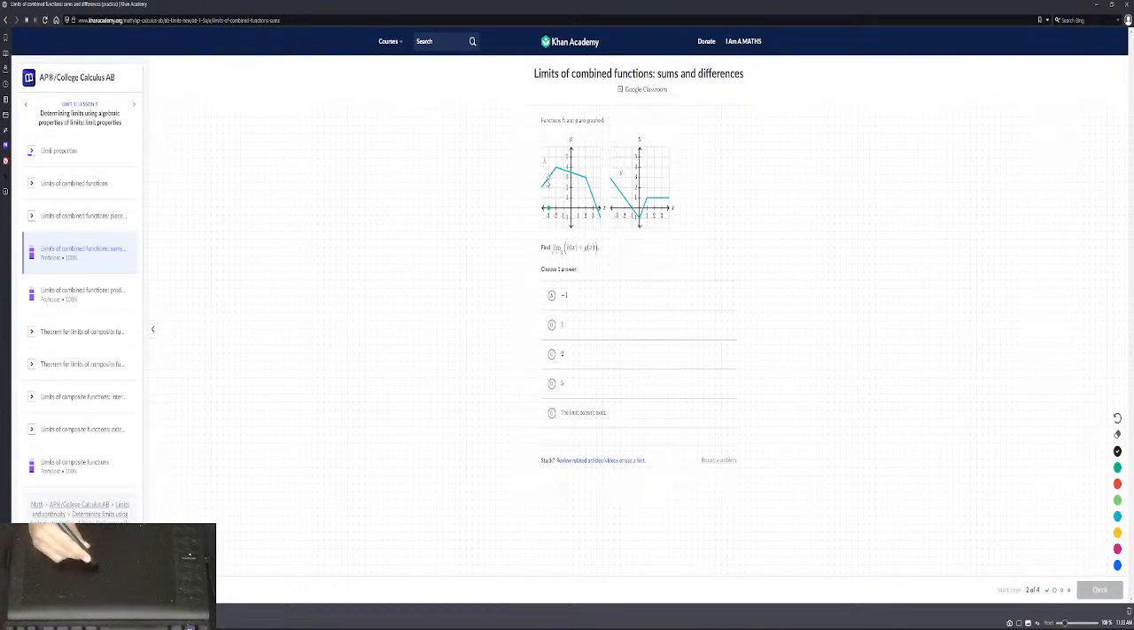Since there's no jump discontinuity and it only exists at one point, the limit only exists at one point for h. You'd just be directly finding the definition from both points, where it exists at both points, and you add them together. So 3 plus 2, 5.